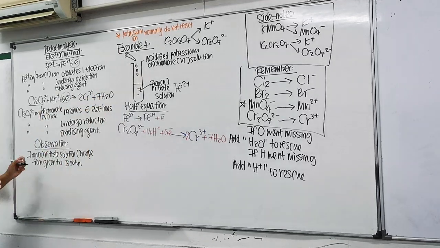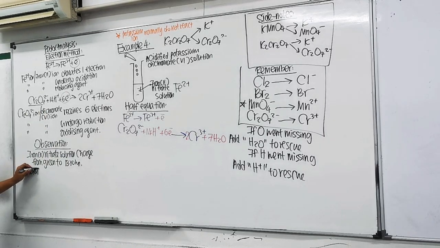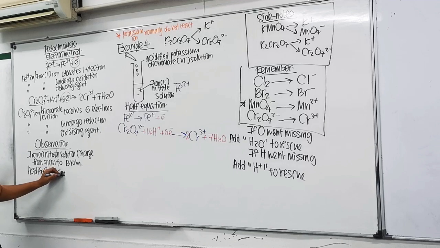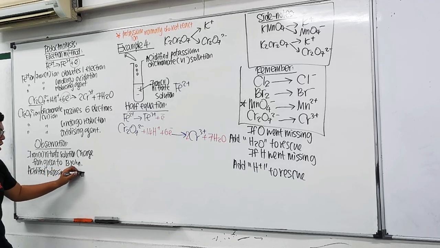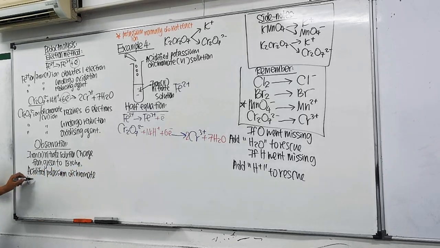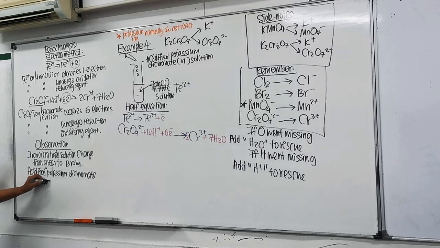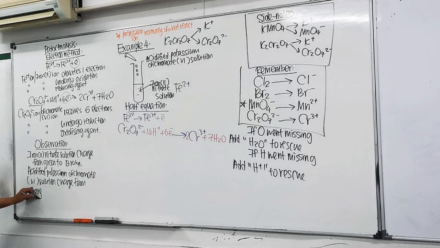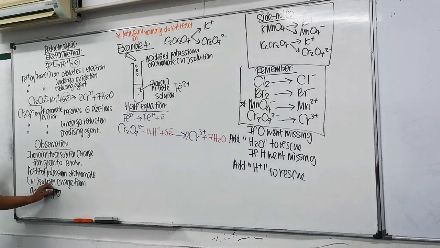And let's write it out. Acidified potassium dichromate, Roman number 6, solution, changes from orange color all the way to green. Okay, here we are finished.